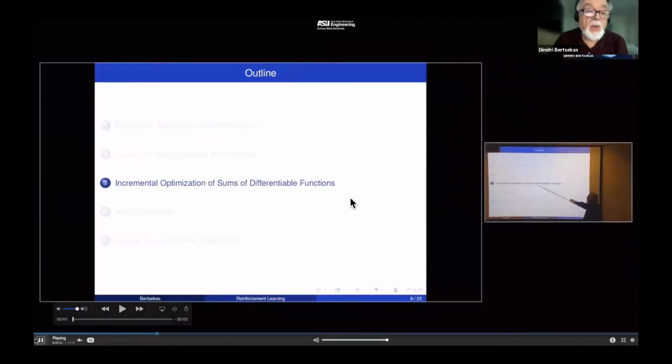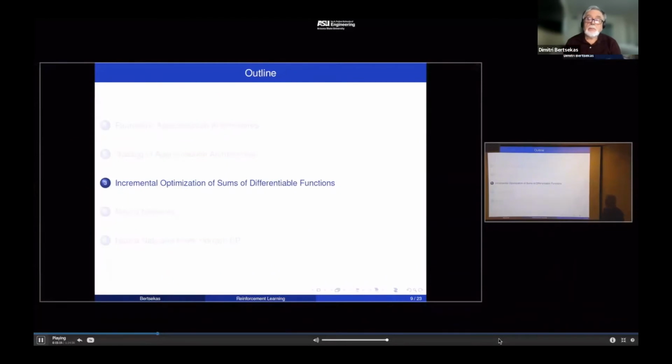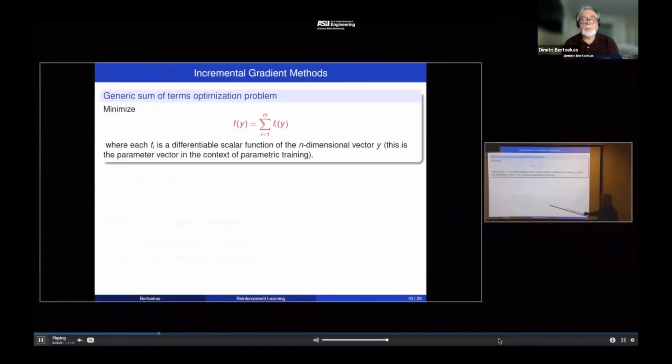Okay, so now we're going to go into algorithms, this incremental gradient type of algorithms for sums of differentiable functions. This is really a problem not in neural network optimization or training of nonlinear architectures. It's more of a nonlinear programming, a generic optimization problem, and I'm going to discuss it to simplify notation. I'm going to discuss it in this form.